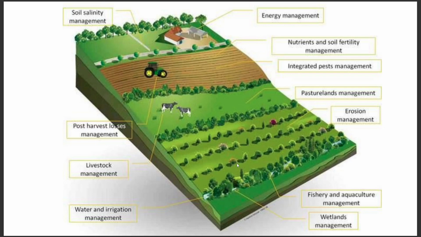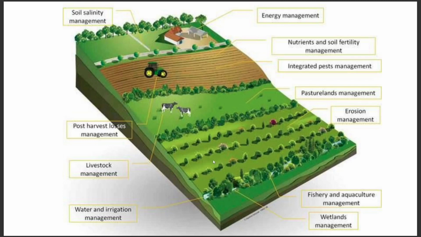Then we have the sustainable agriculture thing. Here we have the soil salinity management. Then we have the energy management. Mainly the solar plates are there. Then we have the nutrient management and soil fertility management, integrated pest management. All these things are done in this area. We have tractors which can help with post harvest losses management. We can have a pasture land where we can do the livestock management, pasture land management.